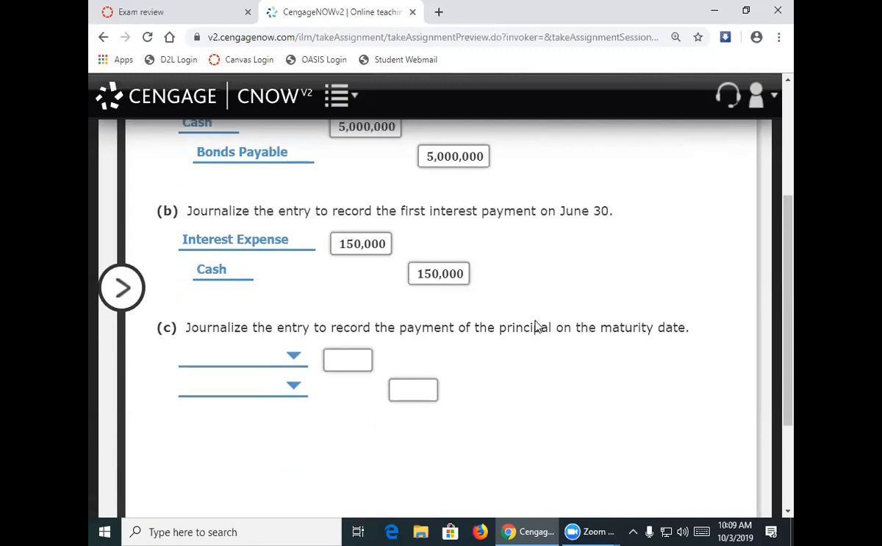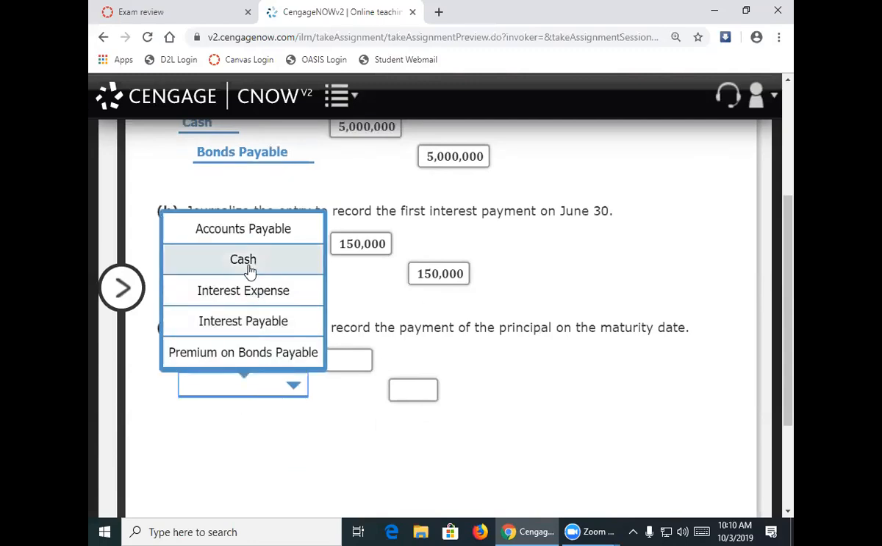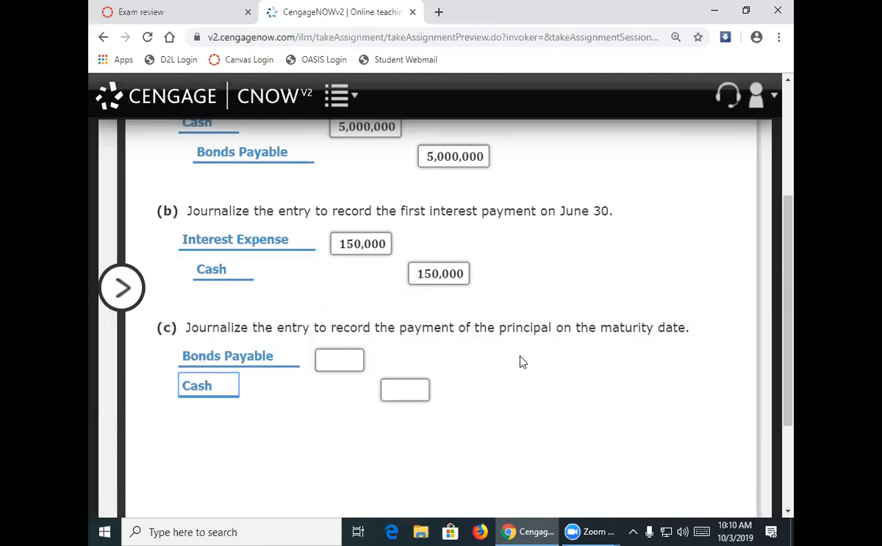And then the last one, it says journalize the entry to record the payment of the principal on the maturity date. So we're paying back this bond when it matures. What do I debit and credit? Bonds payable gets debited and cash gets credited. For how much? The 5 million, the face amount. Very good.